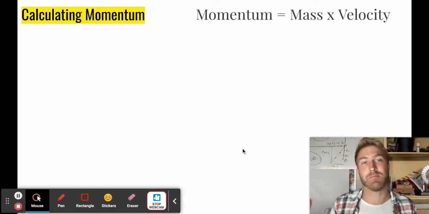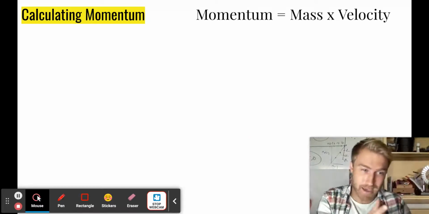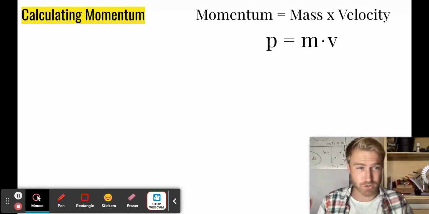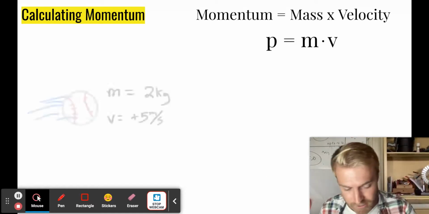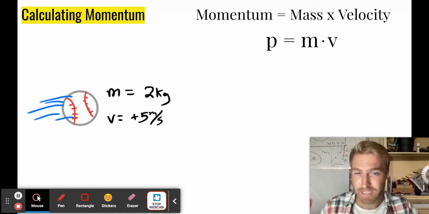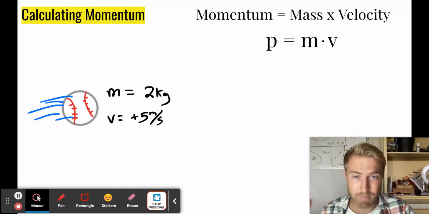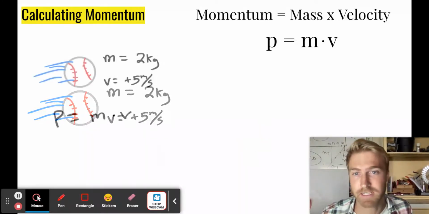So when we calculate momentum, we want to multiply the mass times the velocity. This is the shorthand way to write it and remember it: P equals M times V. So let's take an example. Here's a baseball. It's 2 kilograms, and it has a +5 meters per second of velocity.